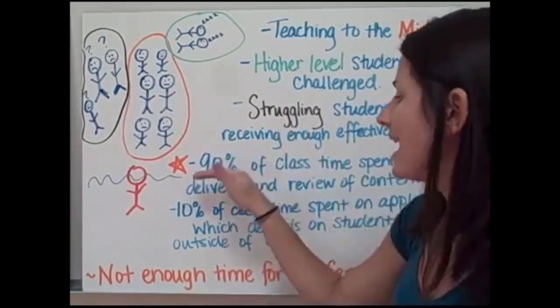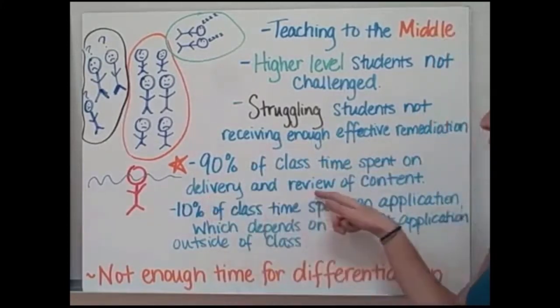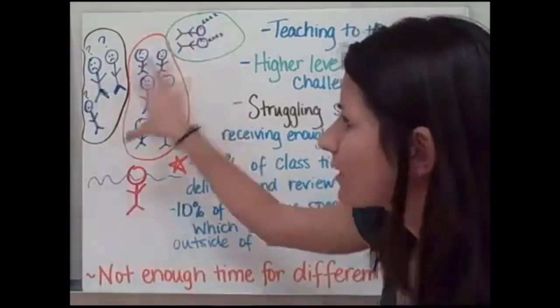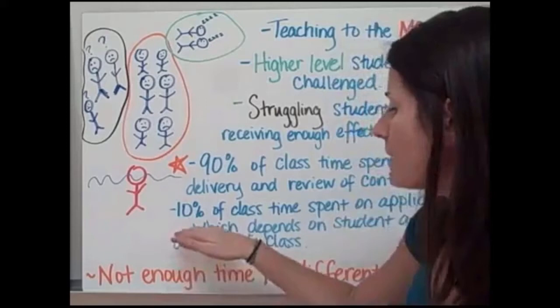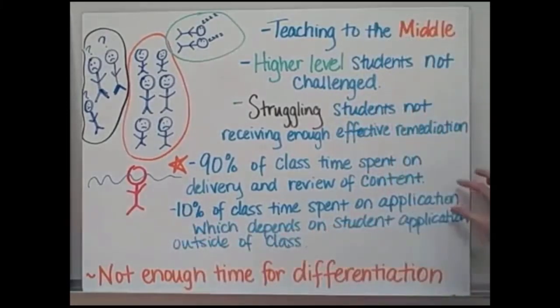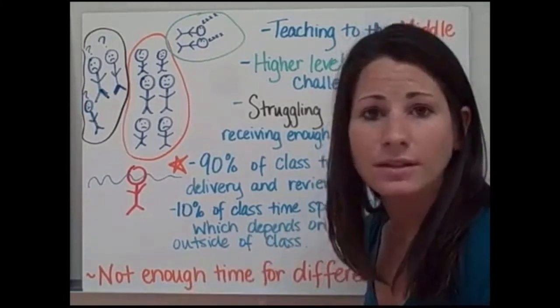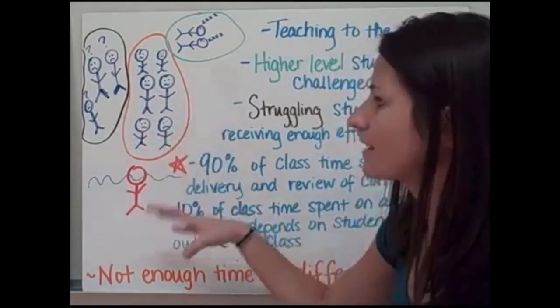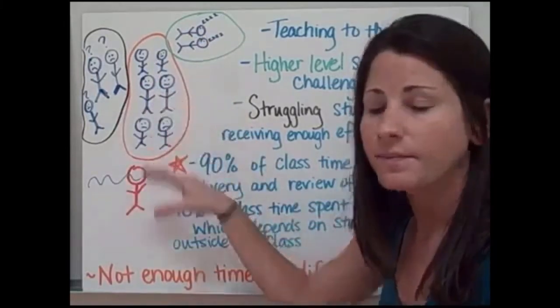This led to a 90% use of class time being spent on delivery and review of content. 90% of the time I was at the front of the classroom lecturing to a group of students, and I wasn't meeting all of their needs. 10% of class time was actually spent on application, which meant that, depending on the students, to do the application needed to be successful, they had to go home or outside of class and work on applying the concepts that I was giving out in class.